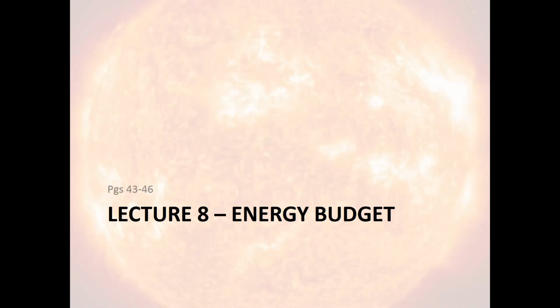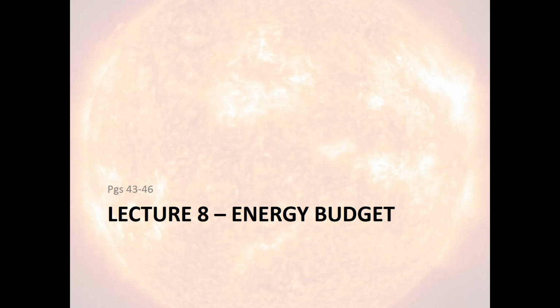Talked about solar radiation and terrestrial radiation, the sun giving off shortwave radiation, the earth giving off longwave radiation. Now we're going to talk about what the earth does with all of this. How does earth spend this? What is earth's energy budget? So that's what we're going to be talking about in this lecture.